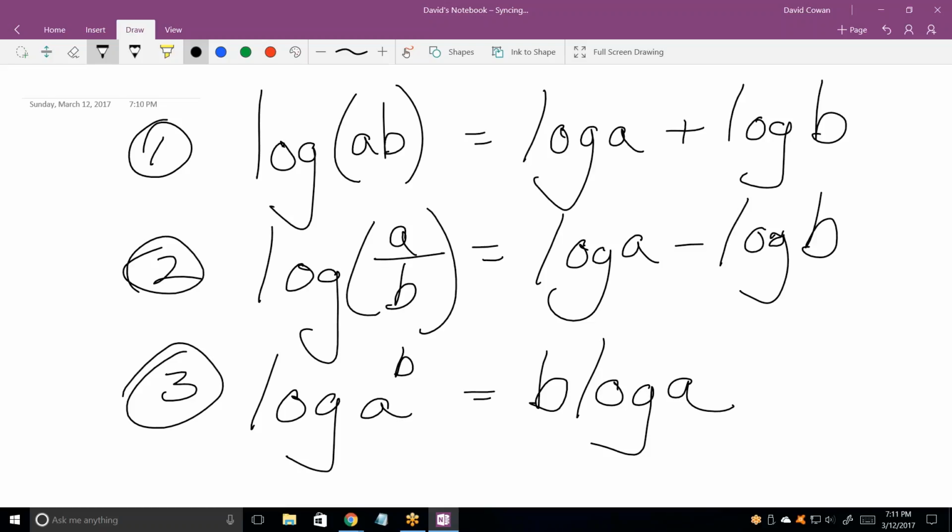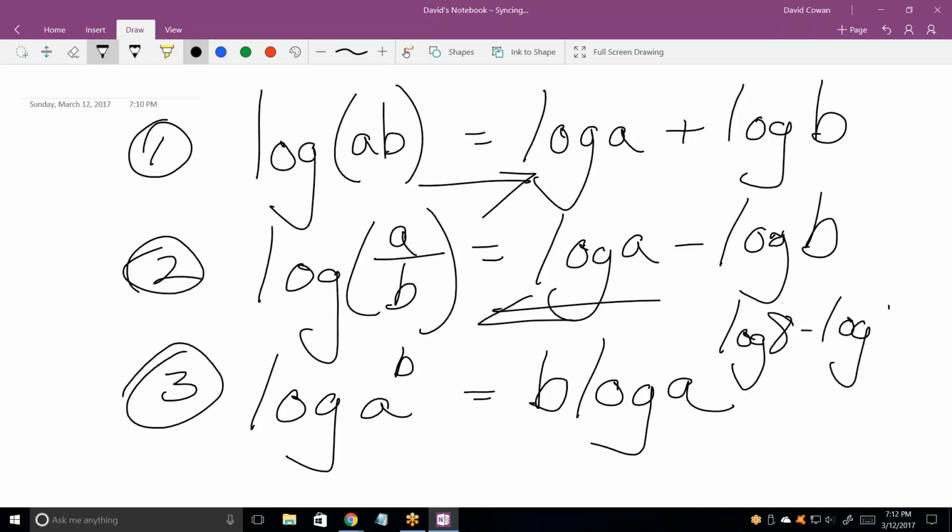Now, again, you need to be able to be proficient going either way. When you get into this, they're going to ask you to expand, which is going in that direction, and they're going to ask you to condense, which is going in that direction. In other words, they might say, what is the log of 8 minus the log of 4 equal to?